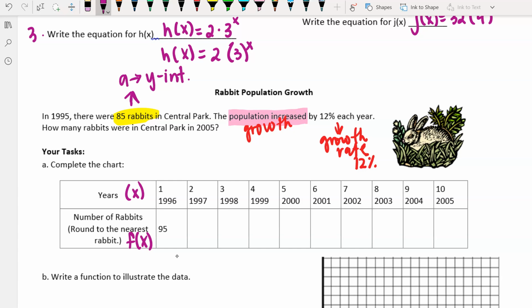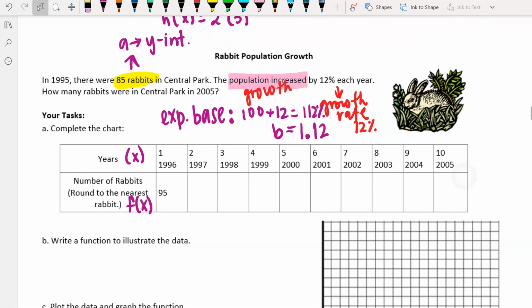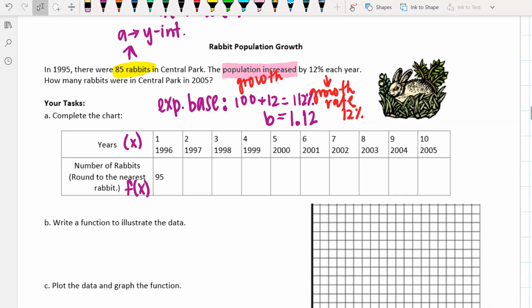So if we're looking, we need to fill in this table, and based off what we talked about, we need our exponential base. Exponential base, I'm going to abbreviate for space. To get that, we would take 100, add it to 12, and we get 112%, which means our B is actually equal to 1.12. Okay? So even without this chart, we can do parts of this problem. And I'm going to kind of skip the chart for a second, because this is going to help us using what we know.